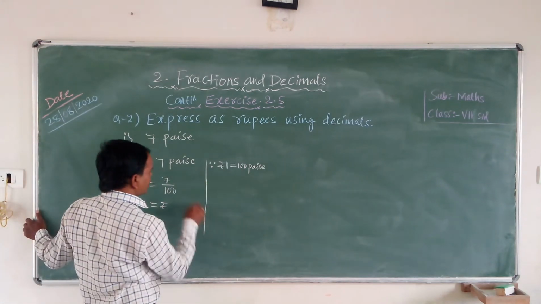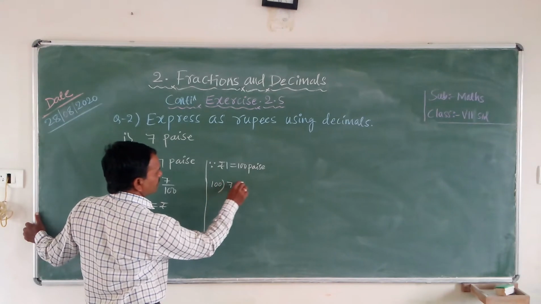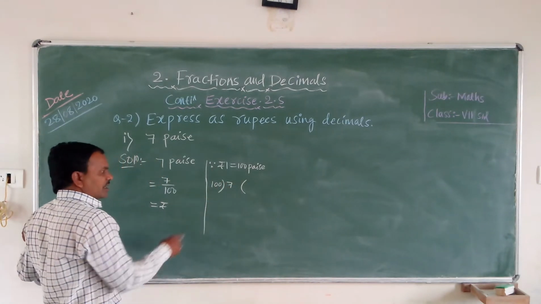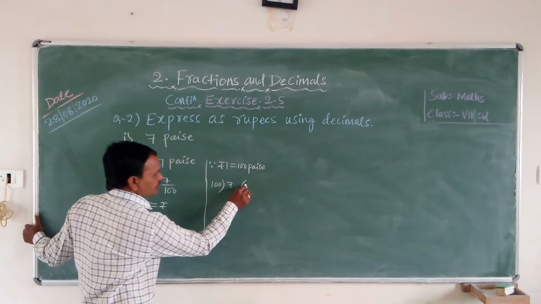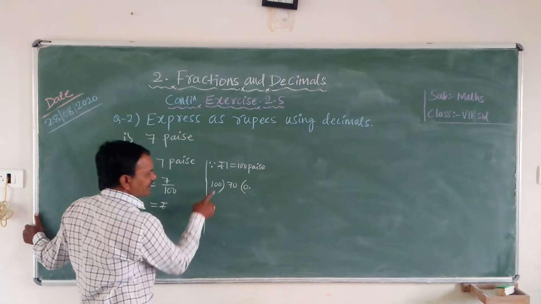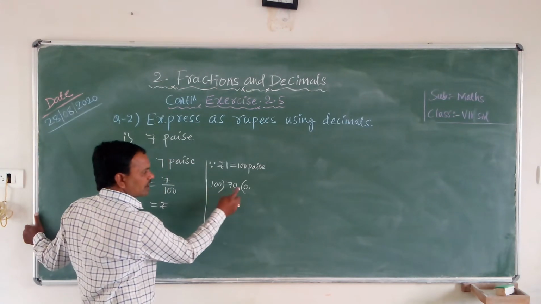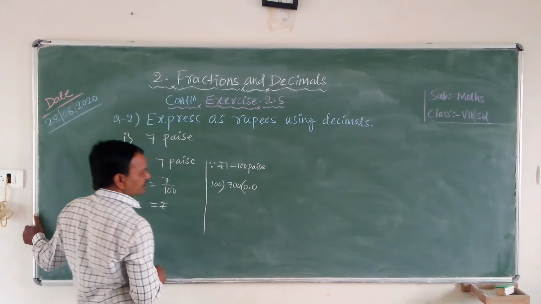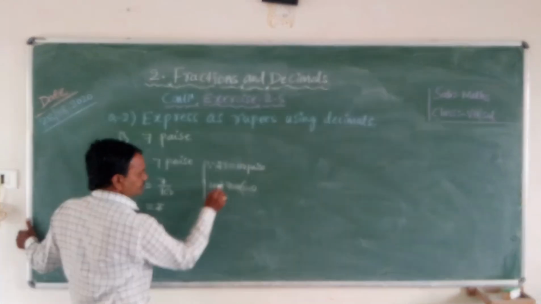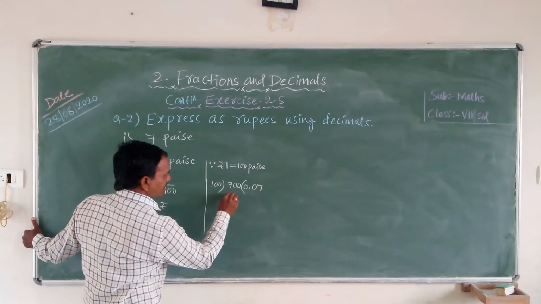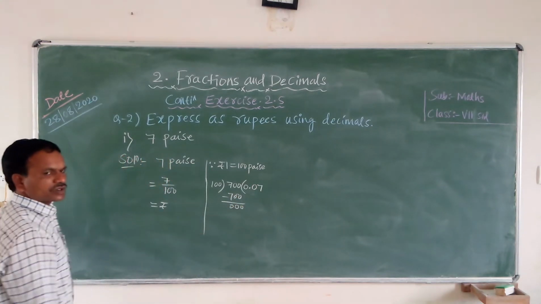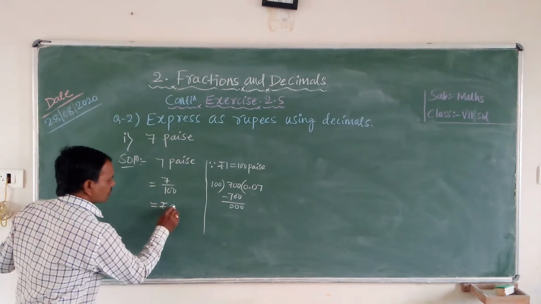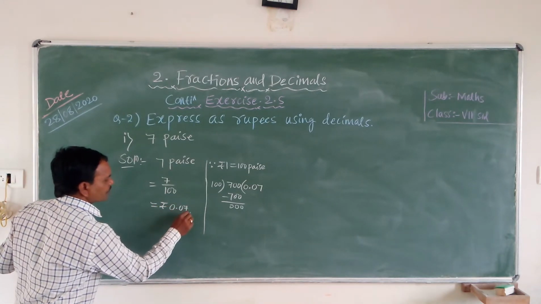Now divide 7 by 100. Here 7 is a small number, so put the decimal point and take 0. Here also 0, making 70. Here 100 is bigger and 70 is smaller, so take one more 0. Now 100 sevens are 700. Subtracting gives 0. So the answer is 0.07 rupees.